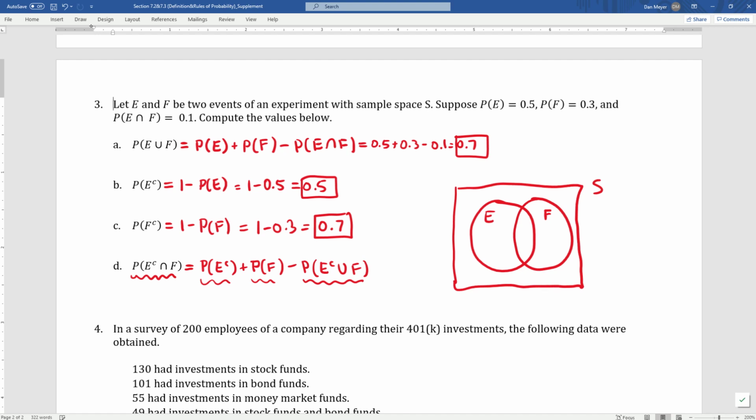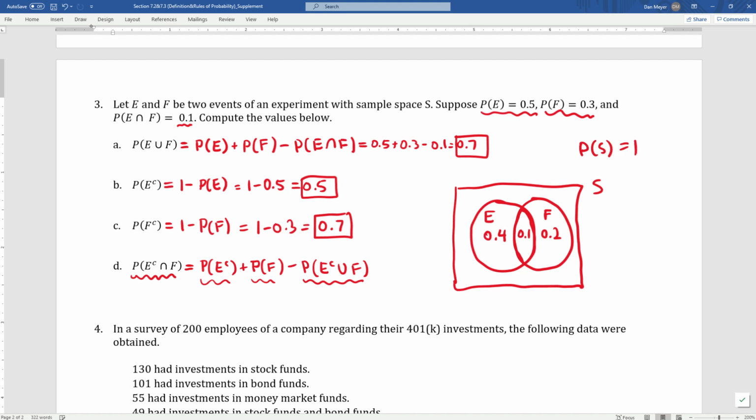We were given the intersection to start off with was 0.1. We were also given the probability of E is 0.5. We've already got 0.1, and so that leaves 0.4 for the other part of E. The probability of F was 0.3. We already have 0.1 in the football part of F, which leaves 0.2 in the other part of F. And then, since the probability of the entire sample space is always 1, we've got 0.4, 0.1, 0.2.